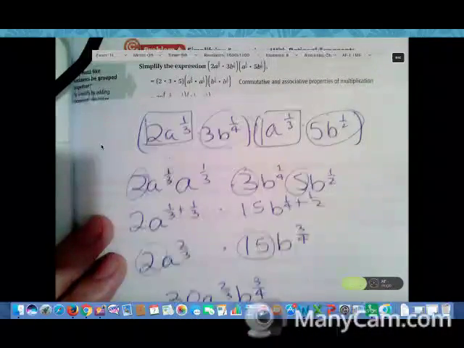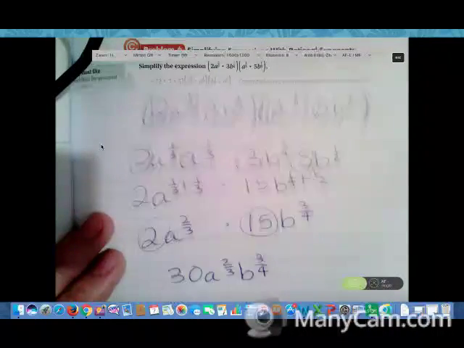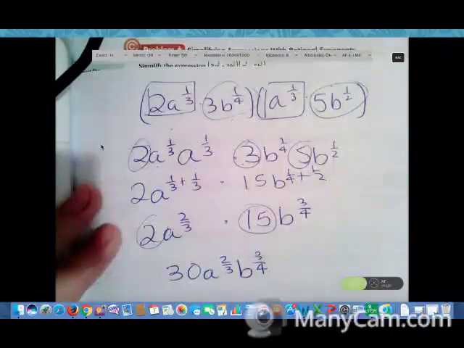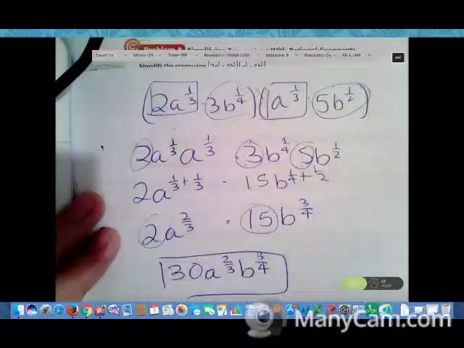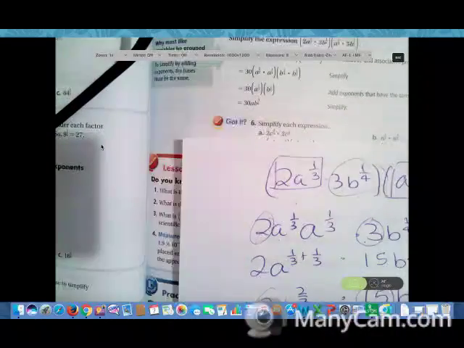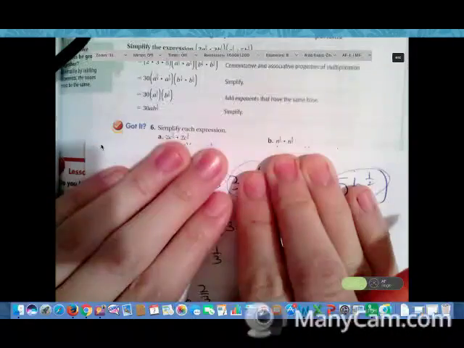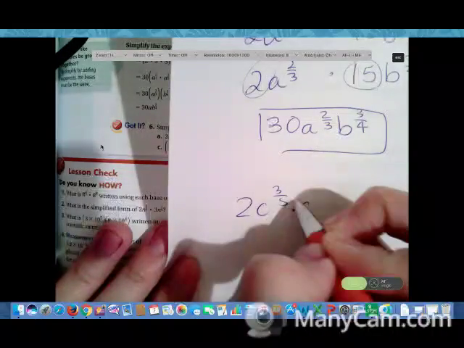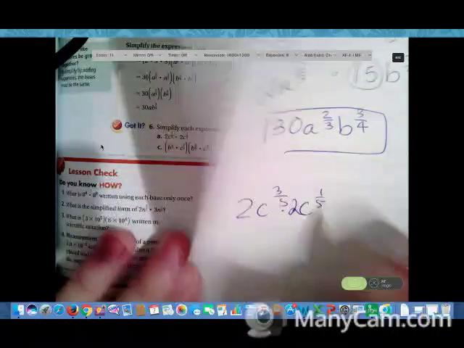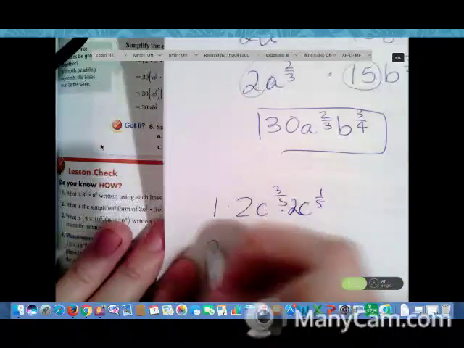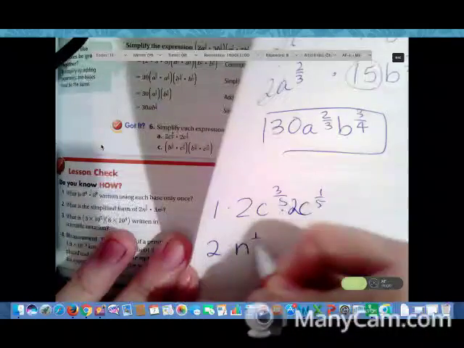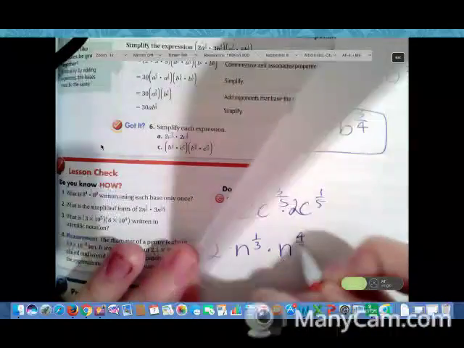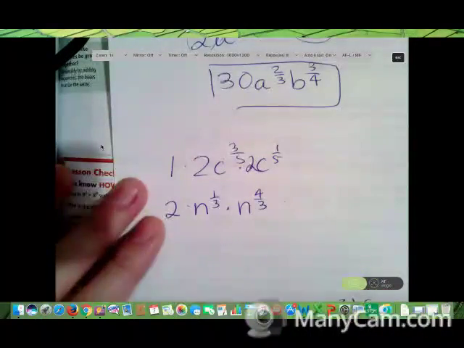Oh, it's to the 2/3. The book shows it a little bit differently, but we'll just keep it like this. All right, so try "Got it?" letters A and B. I'll write it for you. Try 2c to the 3/5 times 2c to the 1/5, that's number 1, and number 2, try n to the 1/3 times n to the 4/3. Simplify these two. This is number 5.